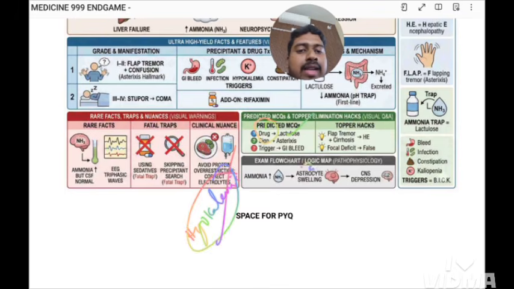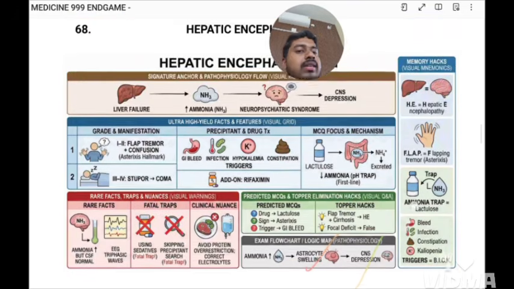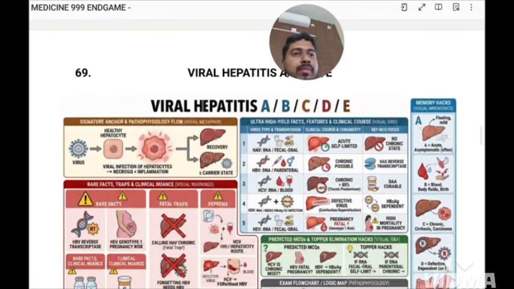So the drug we use is lactulose. Asterixis is seen in grade 2 hepatic encephalopathy. Trigger is GI bleed, one of the triggers. Flapping tremor plus cirrhosis is HE stage 2, and focal deficits do not occur. It is a false statement, because they can occur later on, but initially there won't be any neurological deficit. There will be global CNS dysfunction. So I have explained everything. Yes, we'll go on to the next topic.